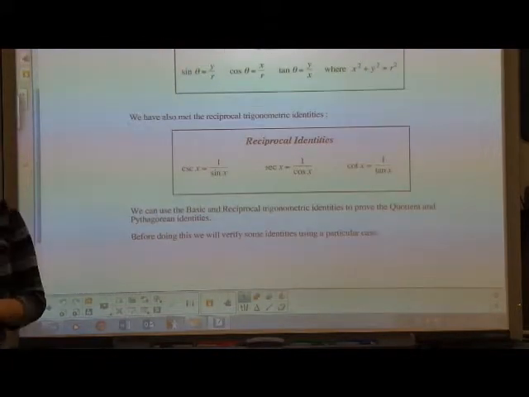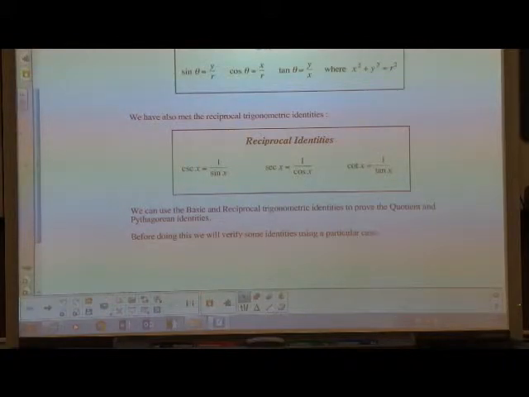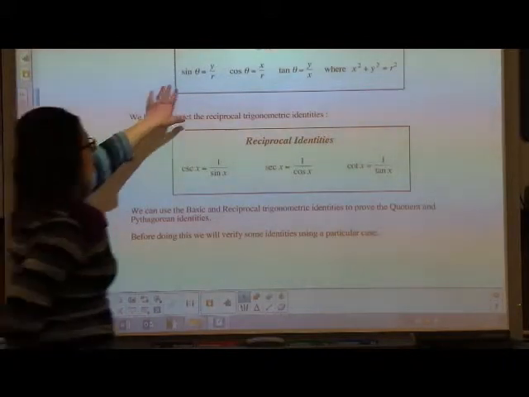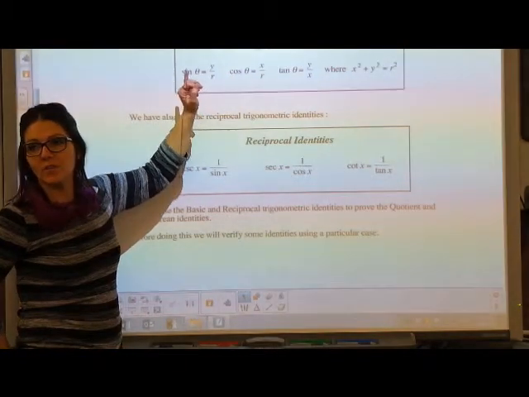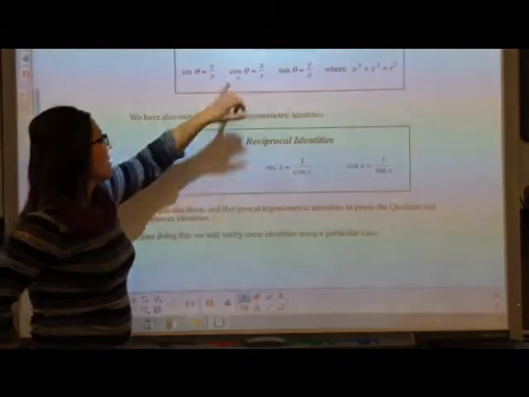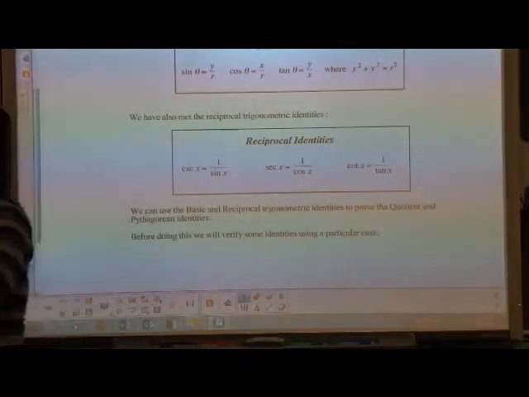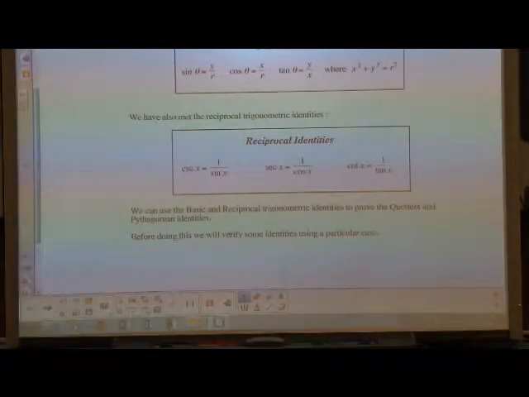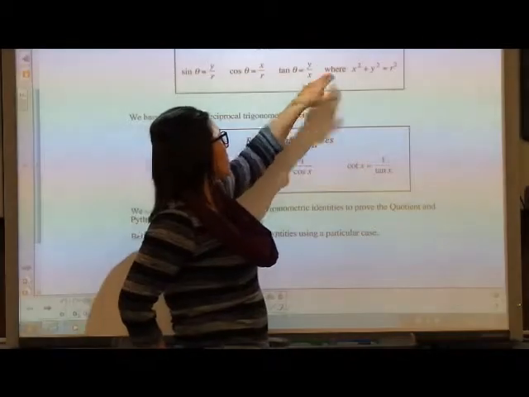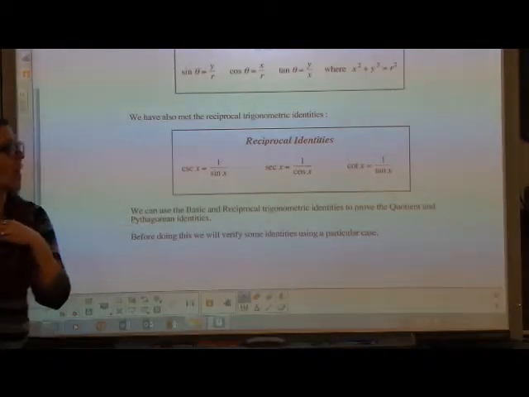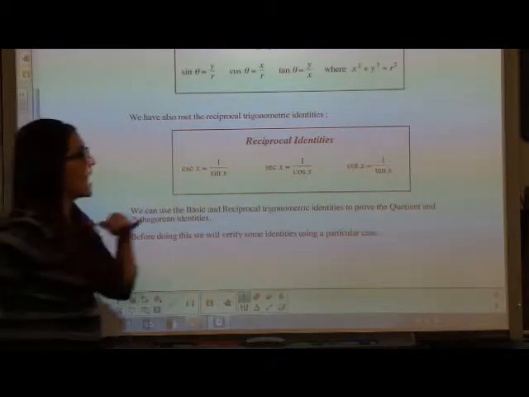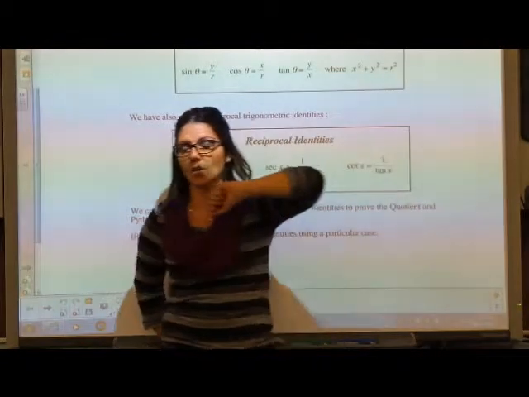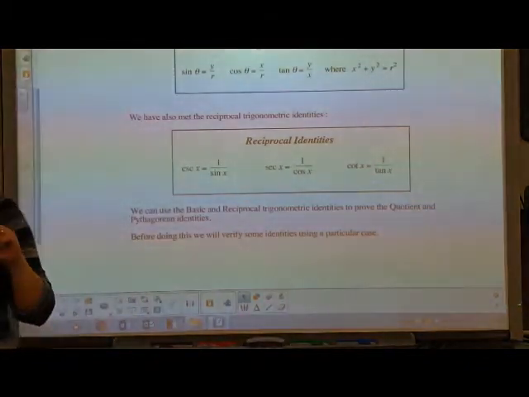At this point, we already have some basic identities, some things that we know as being true. Our SOHCAHTOA: sine is opposite over hypotenuse, which on the unit circle is y over r. Cosine is x over r, the adjacent over the hypotenuse. And tan is opposite over adjacent, so that would be y over x on my unit circle. And then I have the unit circle equation, x squared plus y squared equals r squared.